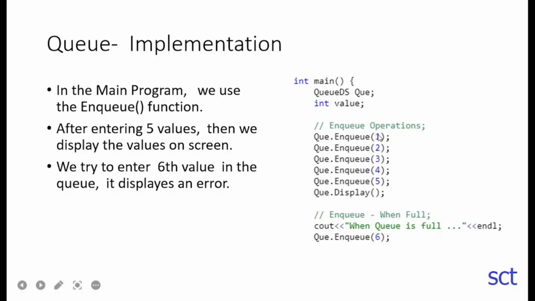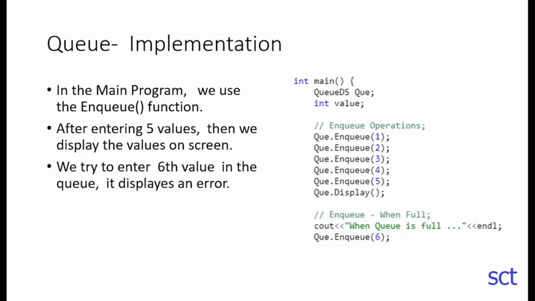First time I am sending 1, it will come to the 0th element. When I am sending the 2, it is going to come to the next element, like that. It goes on till 5, and after that I am using this display function to display all the values on the screen. Okay. Next, I am trying to add one more value here, the 6 value, and at that time it will say the queue is full and it will not add this value to the queue.